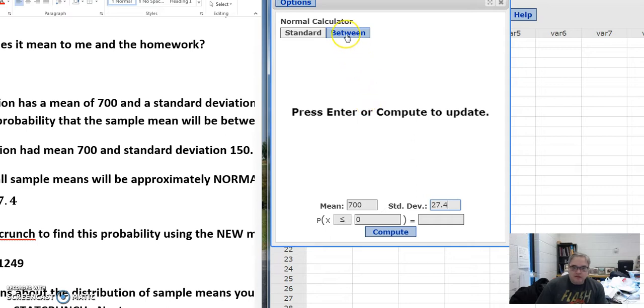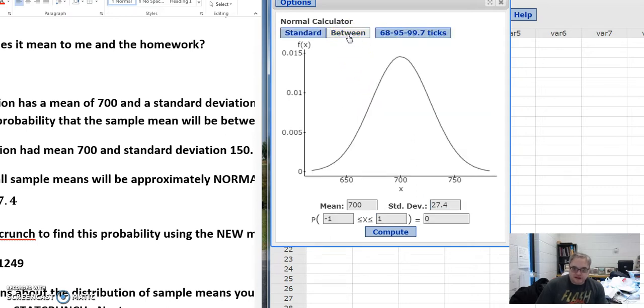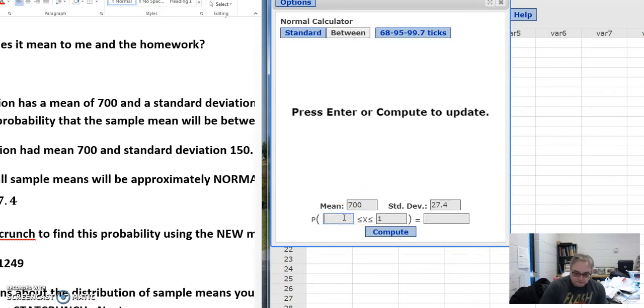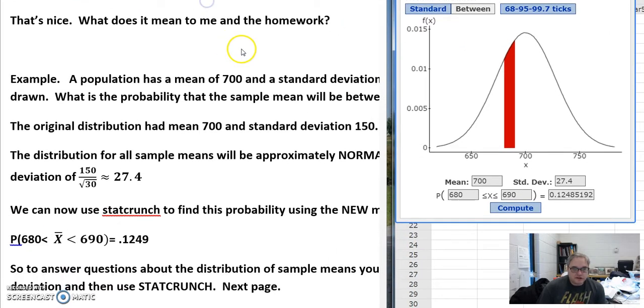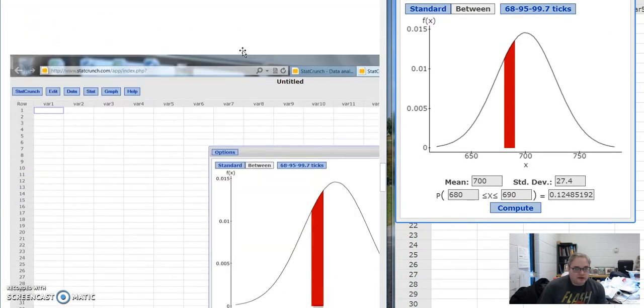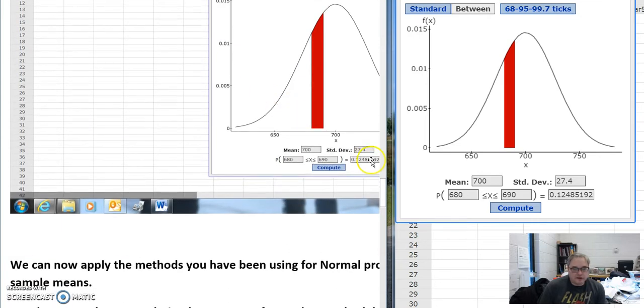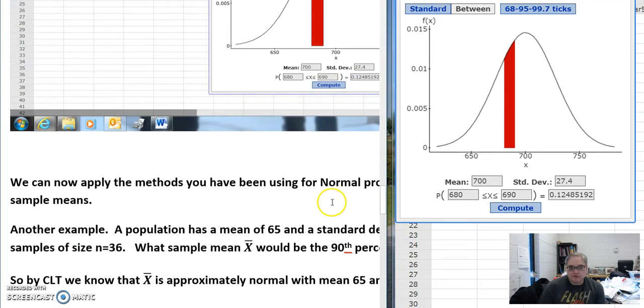In this case, I want the probability that a mean is between 680 and 690, so I'm going to go to between, 680, 690, compute. So if I scroll back over to my other sheet, I'm saying it should be around 12.48. And what do you know? Same thing I got on my notes when I did it before.